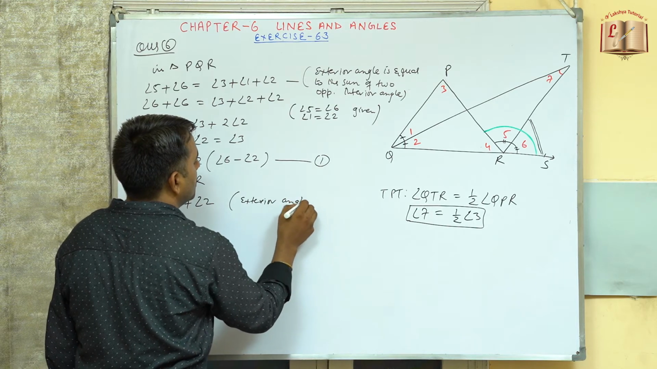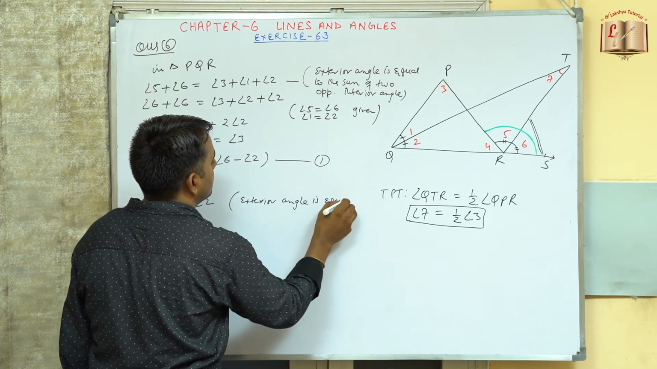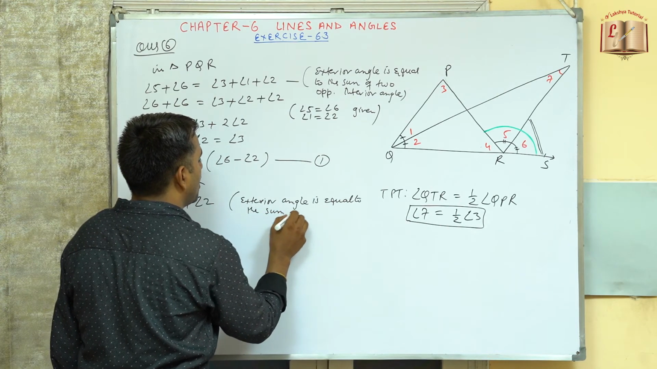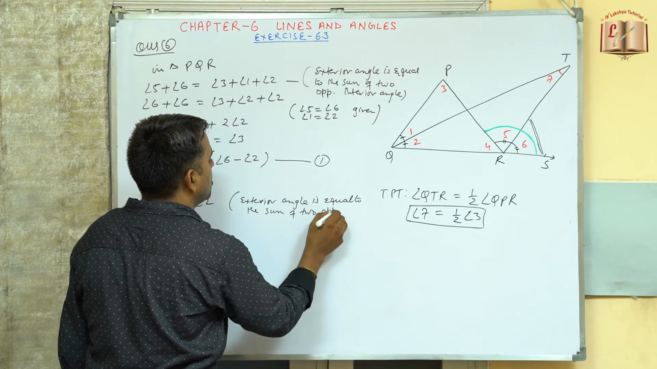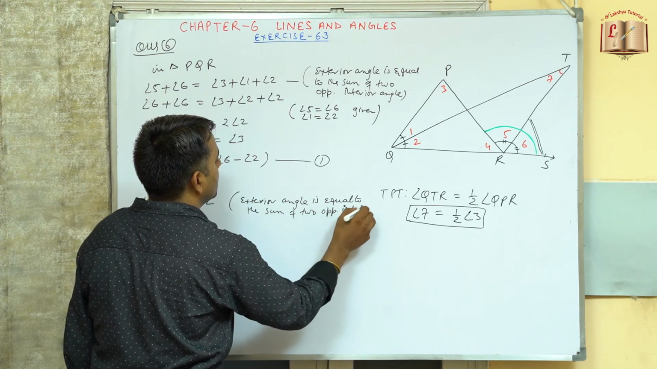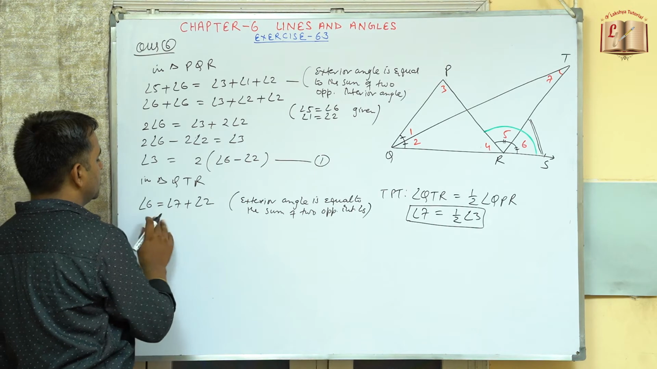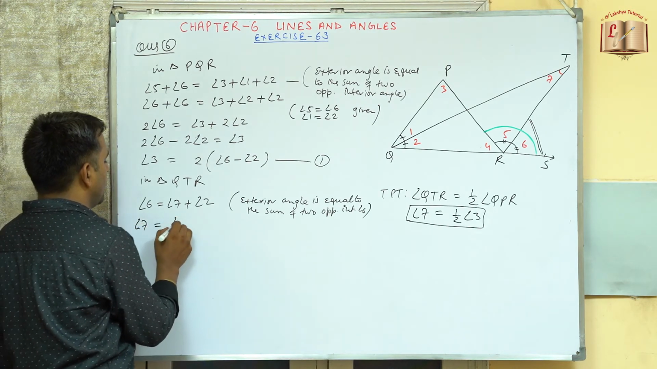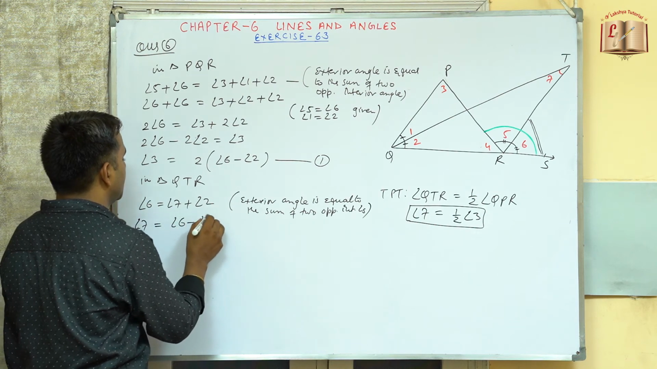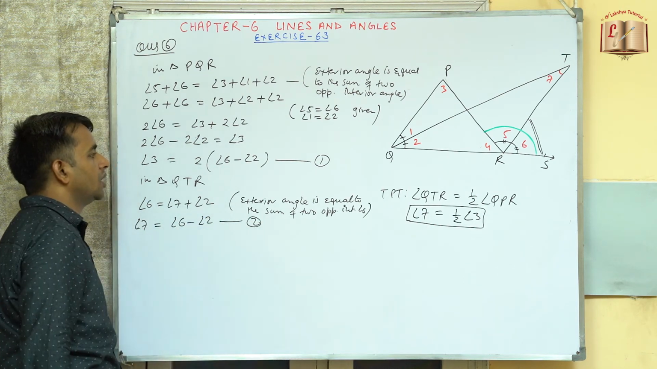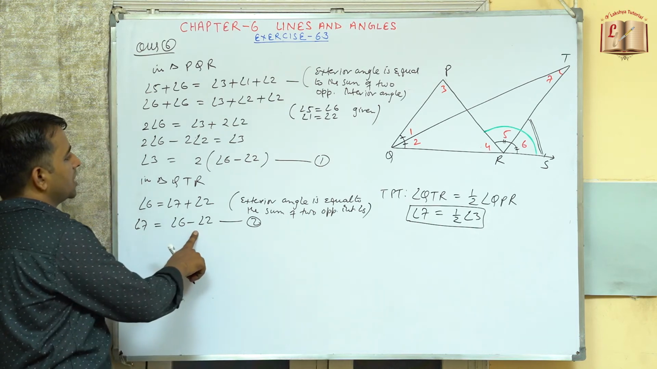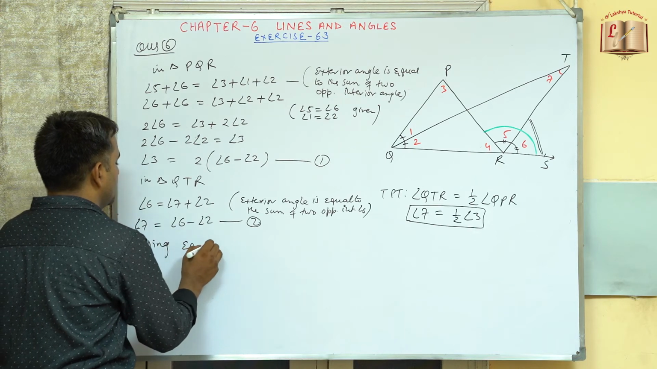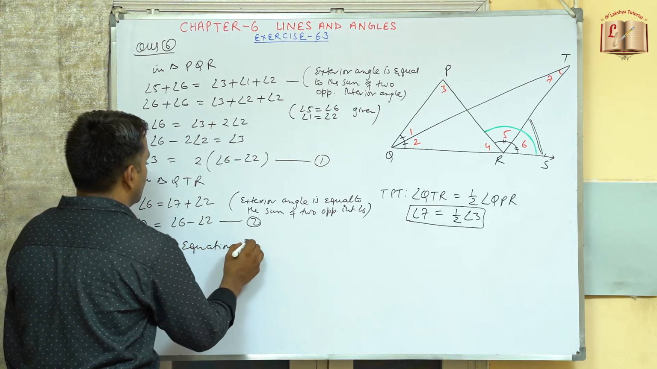Exterior angle is equal to the sum of two opposite interior angles. So from here I can write angle 7 is equal to angle 6 minus angle 2. So this is equation number 2. Now using equation number 2 in equation 1.